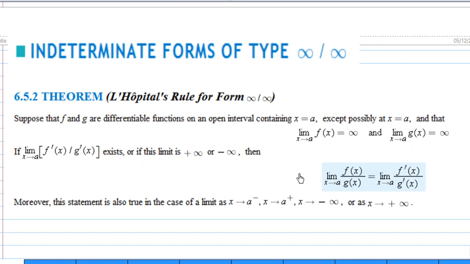Moreover, this statement is also true in the case of a limit as x approaches a minus, x approaches a plus, x approaches minus infinity, or x approaches plus infinity.